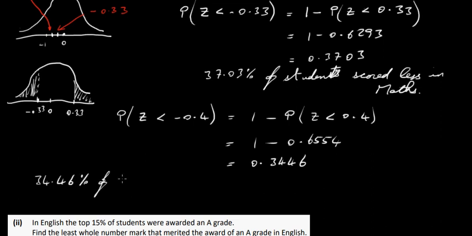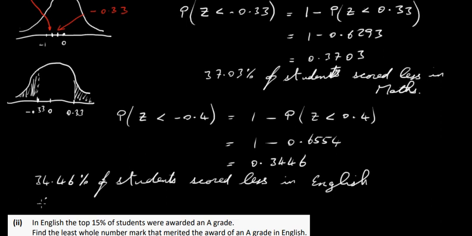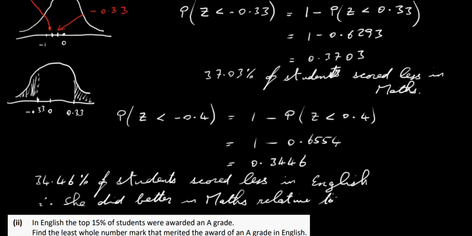So in other words, in this particular case, 34.46% of students scored less in English. Therefore, she did better in maths relative to the other students.